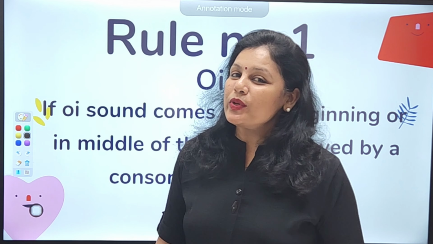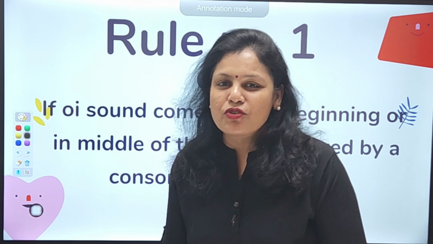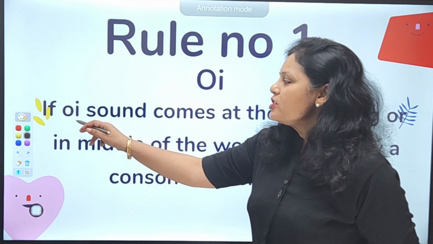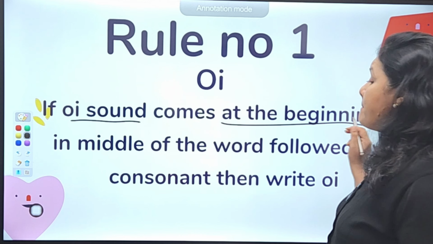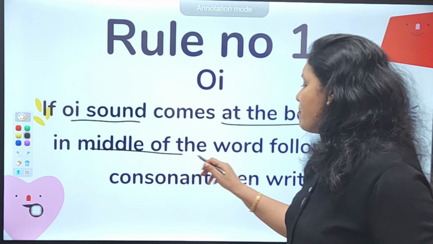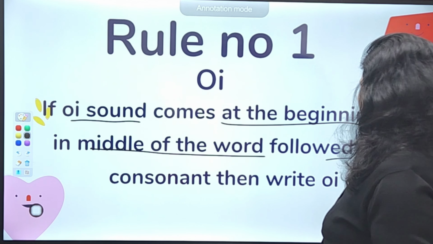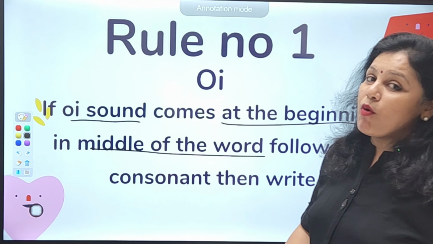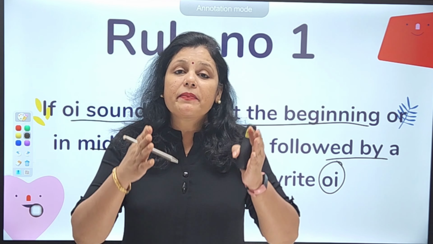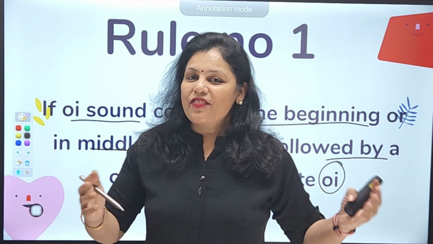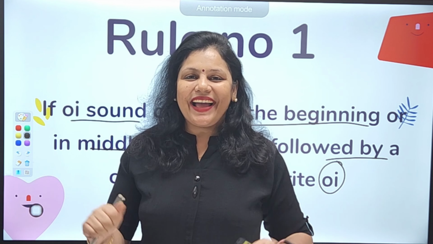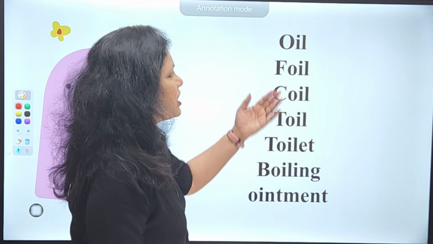So rule number 1, which is considered a very easy rule, is in front of you. If the oy sound comes at the beginning or in the middle of the word, then you will always write the grapheme oi. Means if it is coming in the beginning of the word or in the middle of the word, then you will always write oi. Let us see a few words related to it.